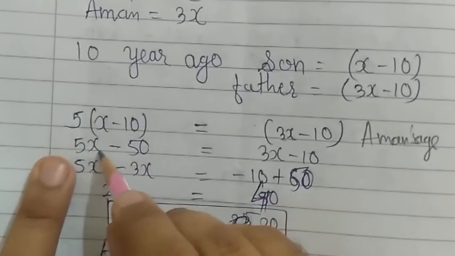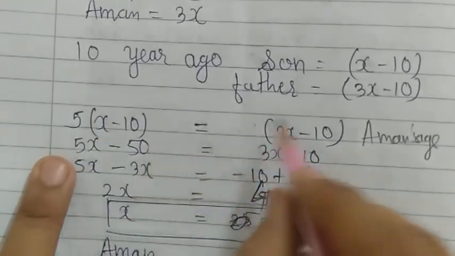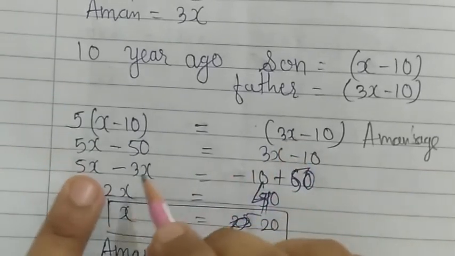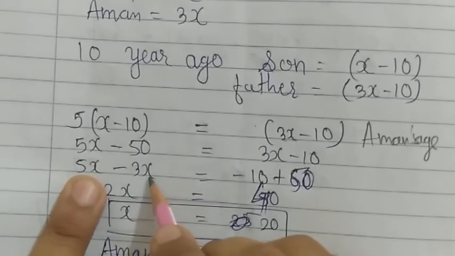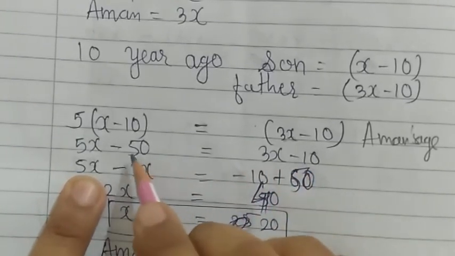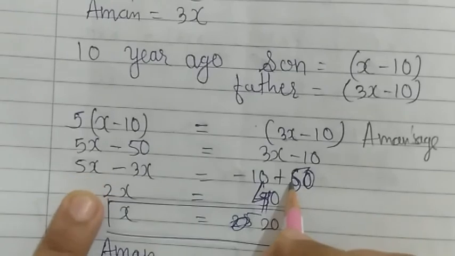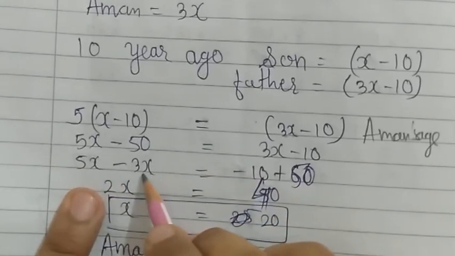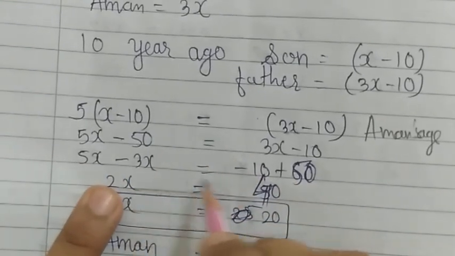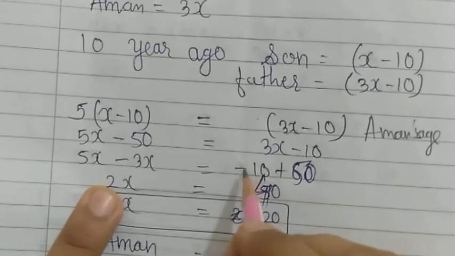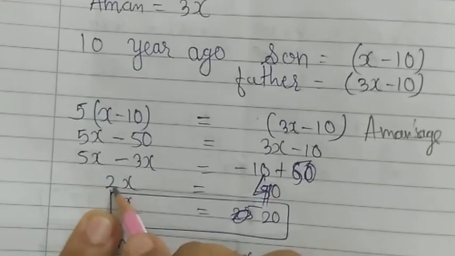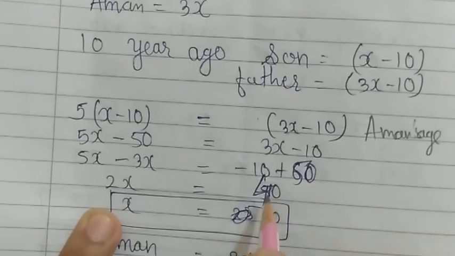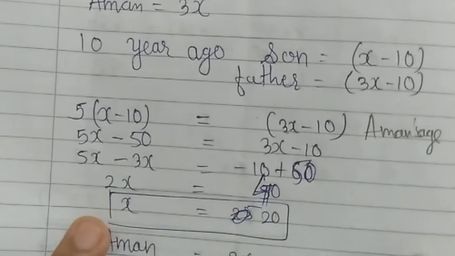5 multiplied by x, 5x, 5 multiplied by 10, 50. And here 3x minus 10. Now 5x minus 3x, this 3x goes to the left-hand side so it becomes minus 3x, and the minus 10 goes to the right-hand side so it becomes plus 10. So 5x minus 3x is equal to 2x. So 2x is equal to 50 minus 10, 40. Now this 2 goes to division, so 40 divided by 2 is 20. x is equal to 20.